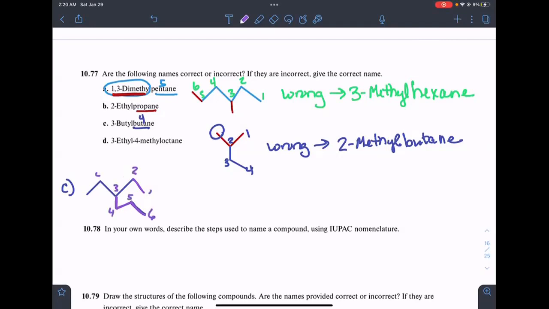No, I only get 4 5s. I don't want that. So if I go to 3, now I know that I have a methyl group coming off of 3. So I would say this is wrong, and I would name this 3. In this case, I have an ethyl, and then I have it 6 long. So 6 long is methyl hexane.